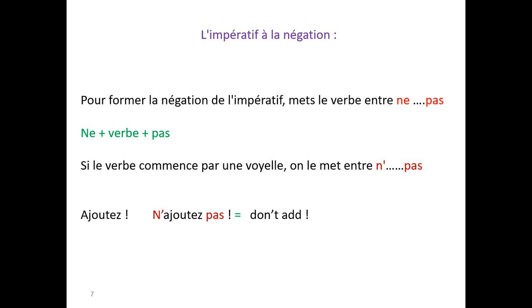L'impératif à la négation, at negative form, what you do, you put the verb between ne pas. Pour former la négation de l'impératif, mets le verbe entre ne pas. Ne plus verbe plus pas. Si le verbe commence par une voyelle, on met une apostrophe. If the verb starts with a vowel, you should write an apostrophe and the verb and then pas. Like ajouter, n'ajoute pas. N'ajoutez pas, don't add.